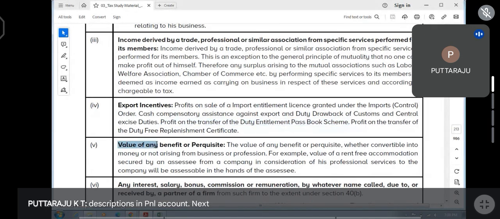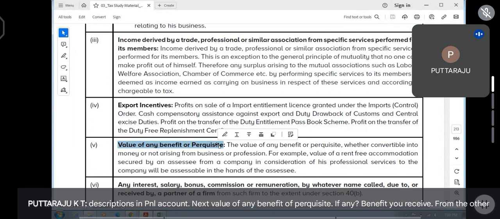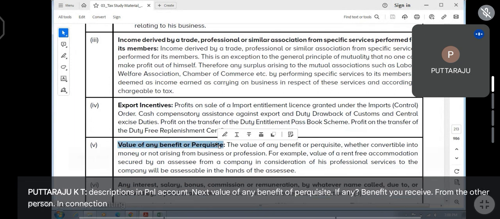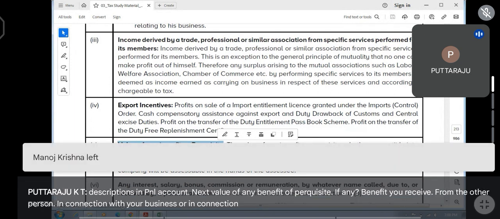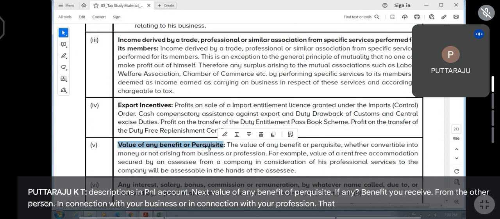Next, value of any benefit or perquisite. If any benefit you receive from another person in connection with your business or in connection with your profession, that becomes taxable as business income. Okay.